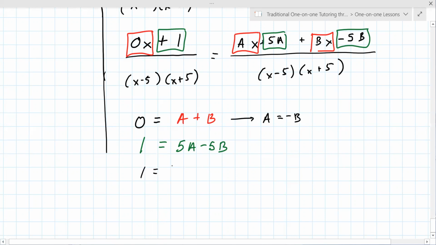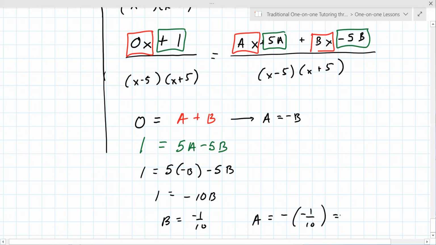So this is 1 equals 5 times minus b minus 5b. 1 equals minus 10b. So b equals negative 1 over 10. And that means a is equal to the negative of negative 1 over 10, which is 1 over 10. It can feel like, oh, I'm done, but not really. This is just a little piece of it. It's the algebra part.